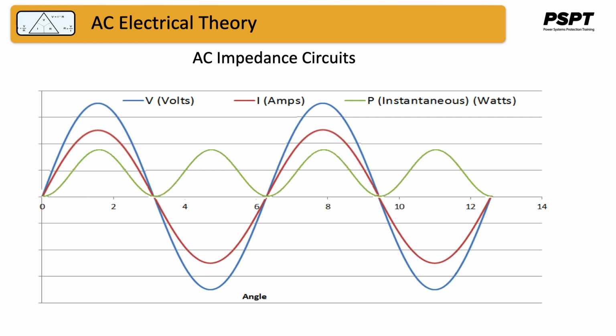This consistent polarity of power tells us that the resistor is always dissipating power, taking it from the source and releasing it in the form of heat energy. Whether the current is positive or negative, the resistor still dissipates energy.